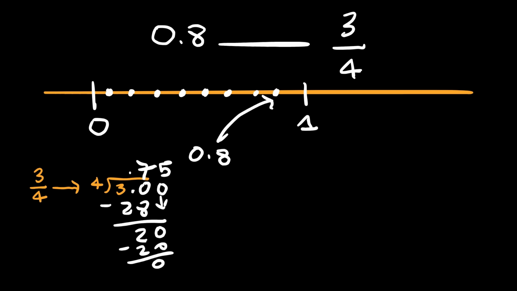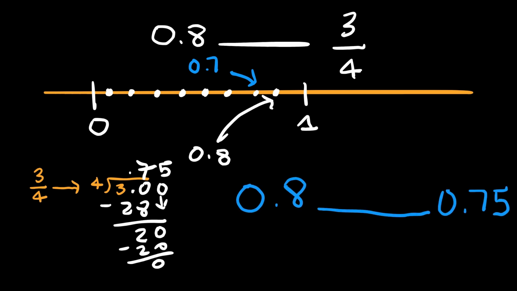Now 4 goes into 30 7 times. 4 times 7 is 28. 30 minus 28 gives you 2. You bring down a 0. That will be 20. And 4 goes into 20 5 times. And 4 times 5 will give you 20. 20 minus 20 will be 0. 3 over 4 as a decimal is 0.75, and 0.75 will be around there. So that means that 0.8, because both these two decimals are positive, is farther away from 0, so that means it's bigger. So we compare 0.8 and 0.75, so that means that 0.8 is greater than 0.75.